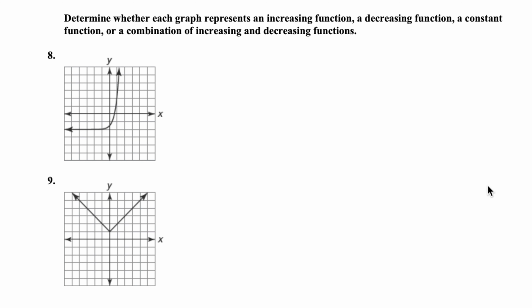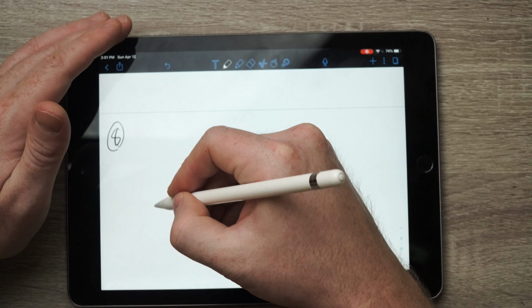So moving on to number 8, we're asked to determine whether each graph represents an increasing function, a decreasing function, or a combination of those, or a constant function. So number 8, we have a function where, like I just described before, does not have a constant slope. It is not a linear function, but the only thing that it's ever doing is increasing. If you draw your graph, if you sketch it, you're going up and to the right. That is an increasing function.